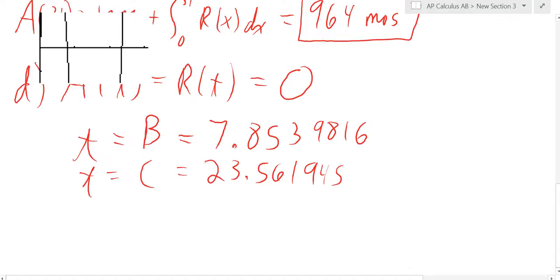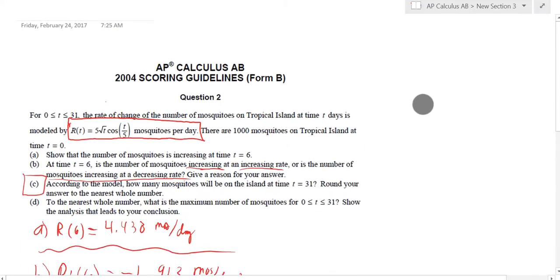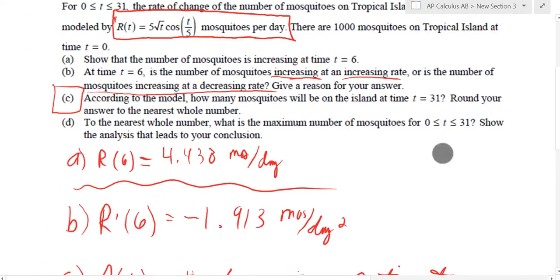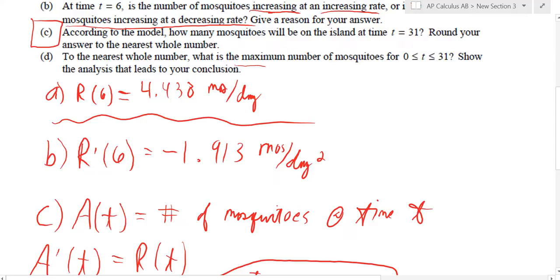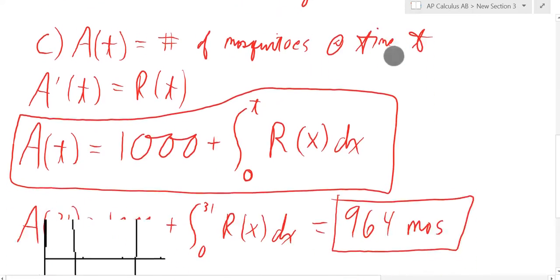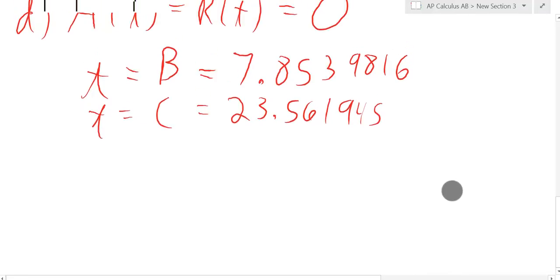We're all good? So notice the wording of this question, because you're going to see this at least once on the AP exam. To the nearest whole number, what's the maximum? So we want to maximize something. Show the analysis that leads to your conclusion. Nowadays, they'll say justify your answer or explain your answer. And the way we justify that we know we found the maximum is we need to do really just one big thing here. So really two things.